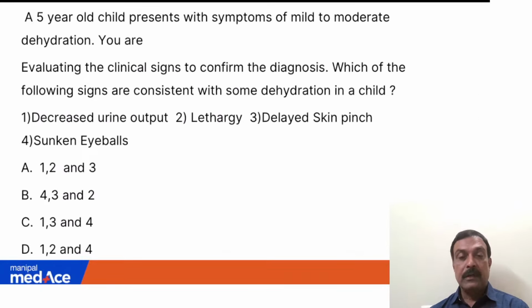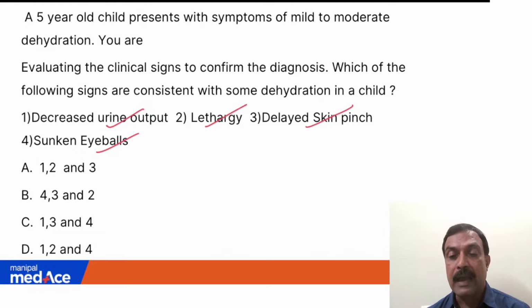So let us move to the further questions. A 5-year-old child presents with symptoms of mild to moderate dehydration. You are evaluating the clinical signs to confirm the diagnosis. Which of the following signs are not consistent with dehydration in a child? Decreased urine output, lethargy, delayed skin pinch, sunken eyeballs. I have already answered these questions in my previous question.